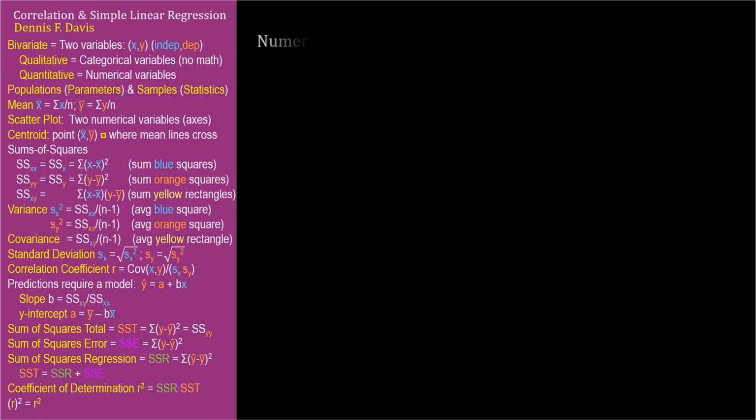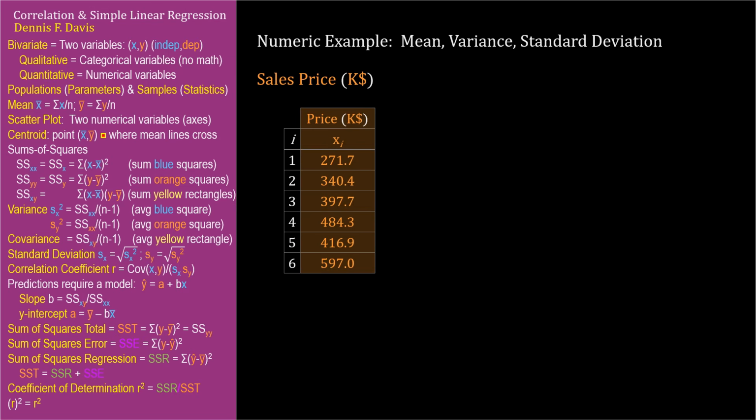We'll use our small sample of 6 home sales, and our variable will be sales price. The unit of measure will be K dollars, which means thousands of dollars. Here are our 6 data points. We'll find the mean, variance, and standard deviation. Here's the formula for the mean. Sum them up and divide by how many. The sum is 2,508.0 K dollars, and when we divide by 6, we get x bar equals 418.0 K dollars.